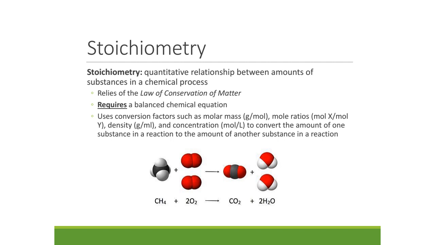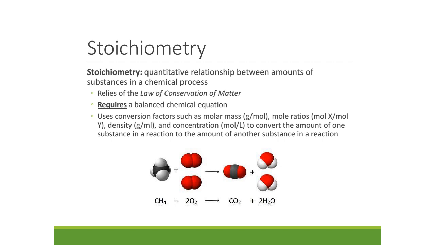And once you have that balanced equation, stoichiometry uses conversion factors, such as some that we've already seen. Last lesson, we learned about molar mass. This lesson, we're going to be learning about mole ratios. We might also, in stoichiometry problems, have to use density or concentration. But basically, all those conversion factors are going to convert the amount of one substance in a reaction to the amount of another substance in a reaction.